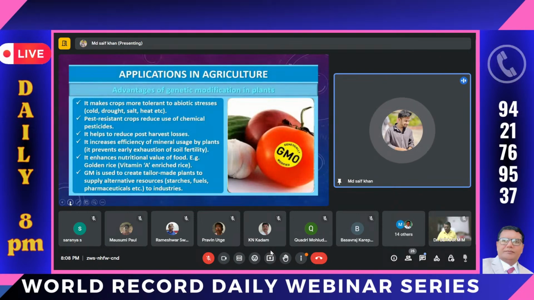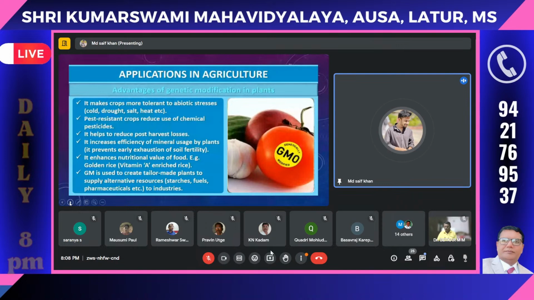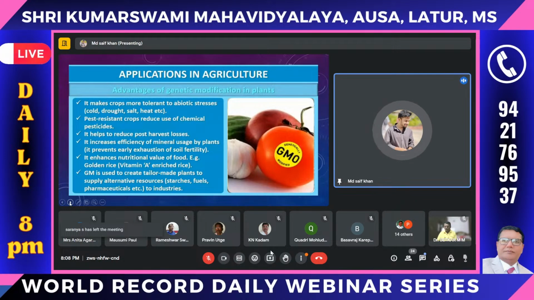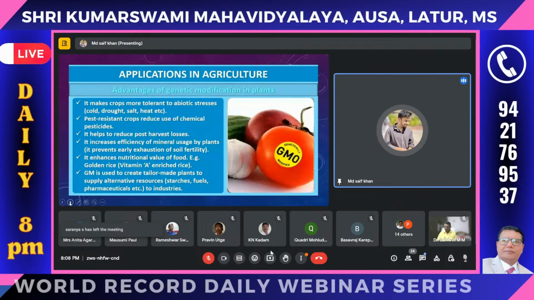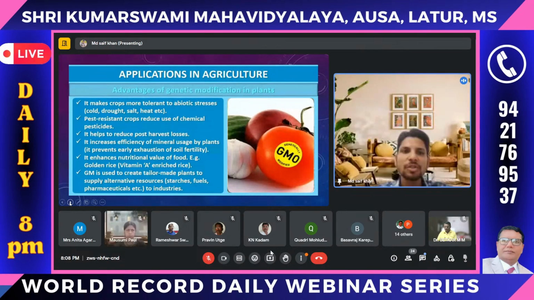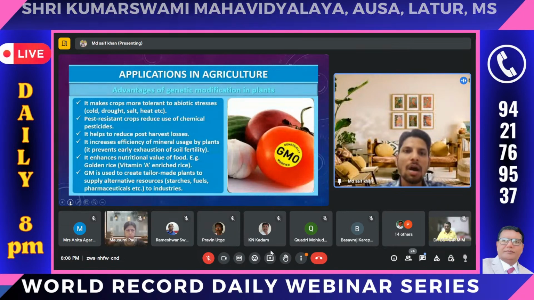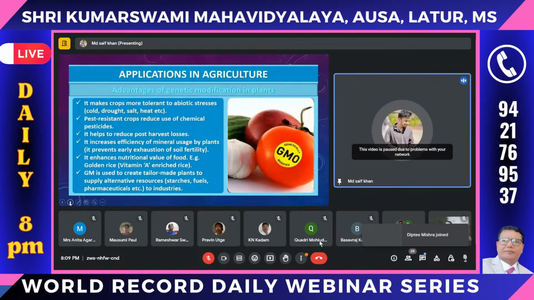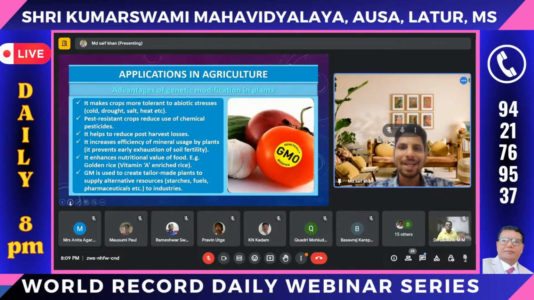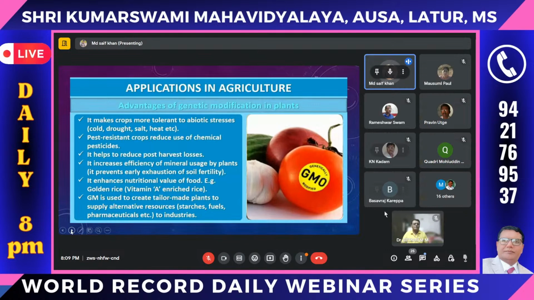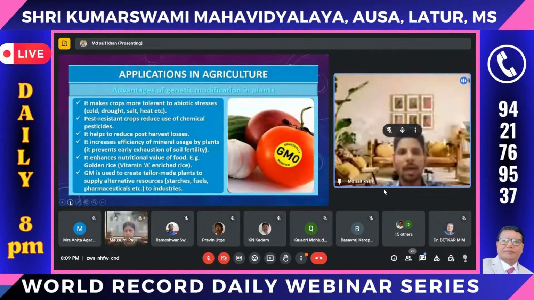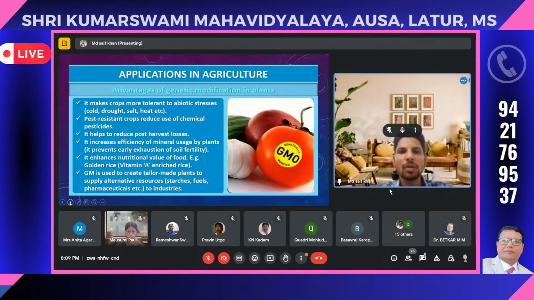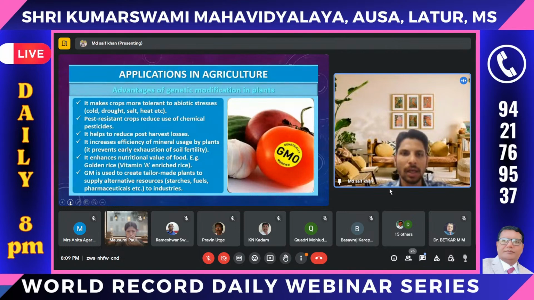Why are we using pest resistant crops? We are using them to reduce the use of chemical pesticides, so the farmers don't get overwhelmed with the cost of the chemical pesticides, and they are also harmful for us to digest and very dangerous for our health. Third application is it helps to reduce post harvest losses. Next is it increases the efficiency of mineral usage by plants. It means it prevents early exhaustion of soil fertility.